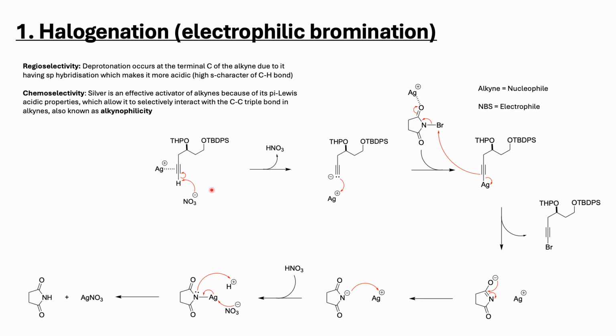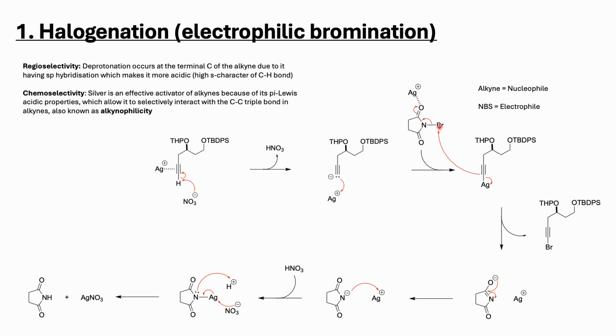This will facilitate the deprotonation at the terminal carbon of the alkyne because this carbon is sp hybridized, and so it makes the hydrogen more acidic. Upon removal, we form nitric acid as well as this acetylide anion, where the silver has a strong affinity for the very nucleophilic carbon. Formation of the silver acetylide ensures that the carbon is a better nucleophile for when it undergoes electrophilic bromination by NBS.